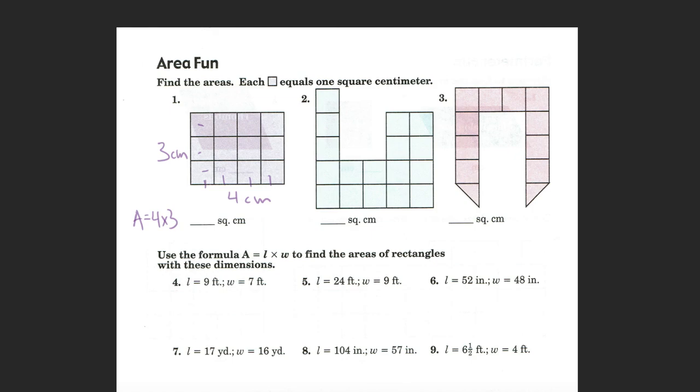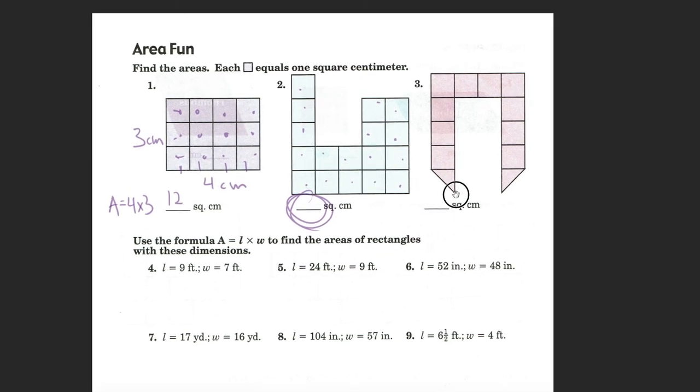Let's see here, square centimeters. Find the areas. Each square equals 1 square centimeter. Okay, well, you know what? I did it a harder way. You can just count up all the squares here. 1, 2, 3, 4, 5, 6, 7, 8, 9, 10, 11, 12. So this gives you 12 square centimeters. I was wondering how you would use the formulas to find this area. That'd be kind of hard. So just count up each square, and then write how many squares you counted in here. That'll tell you the area.